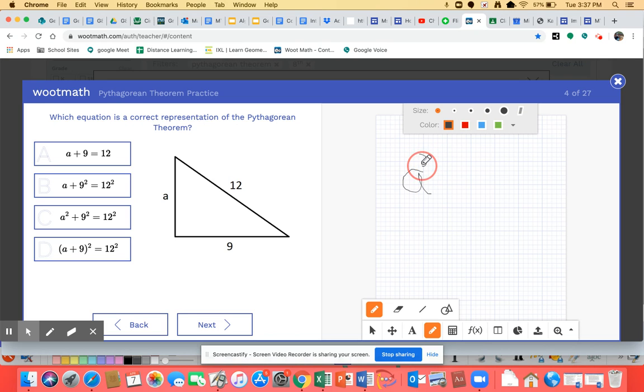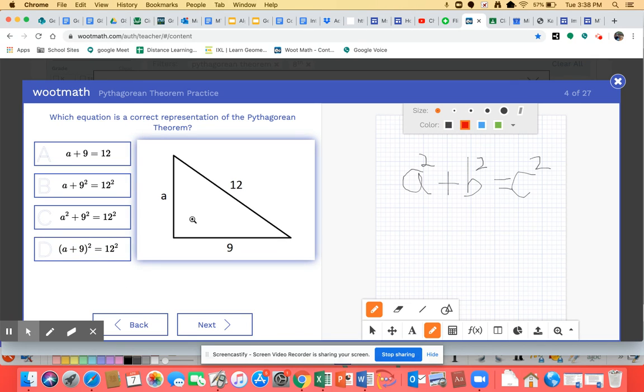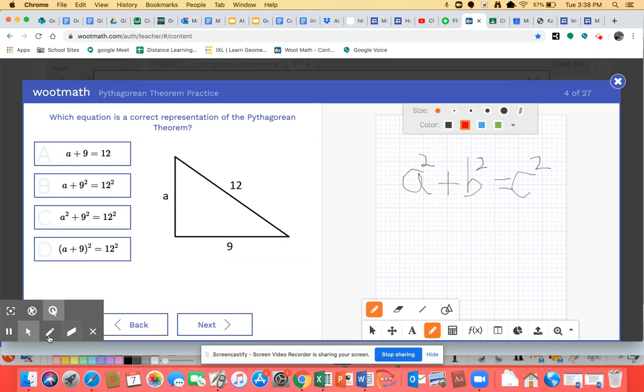And so I want to remember that Pythagorean theorem is a squared plus b squared equals c squared. And I remember that c is my hypotenuse. It's the side opposite the right angle. So then if I'm looking over here at my triangle, I can draw right on my triangle. So I can mark that as my right angle.